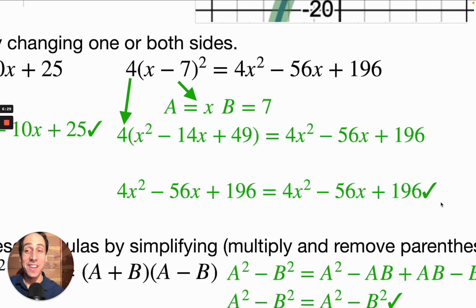The answer is not a number like 5. The answer is I'm done. I've proven what I set out to prove. If we know that this is true, so this side is equal to this side.